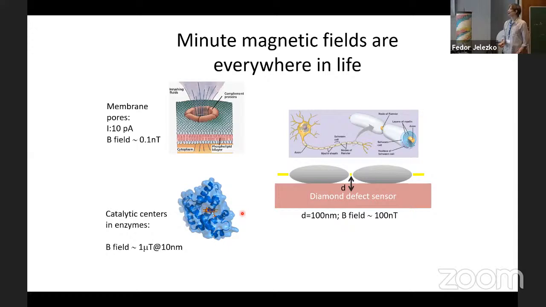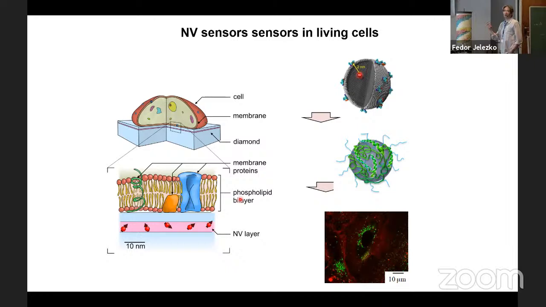You can think about experiments, you of course need to interface, and you can think about two types of experiments. So either you place your cells on top of a diamond with an NV center implanted or ingrown at certain depths, just a few nanometers, and now you have processes in cells on membranes, and there are channels very close to NV centers where you have this flow of ions and the NV center measures fields.